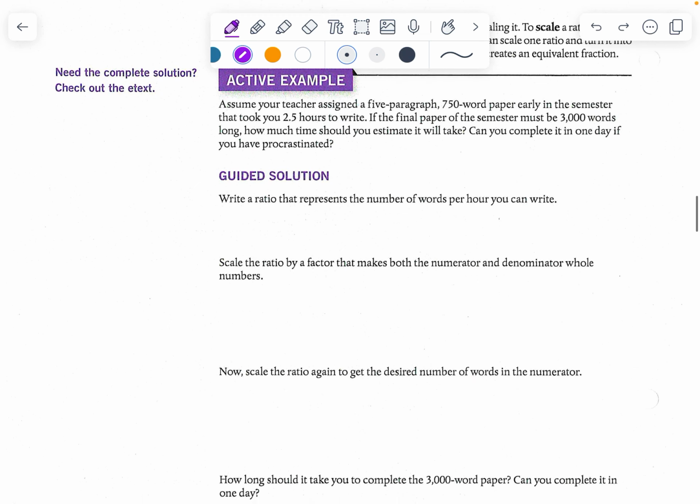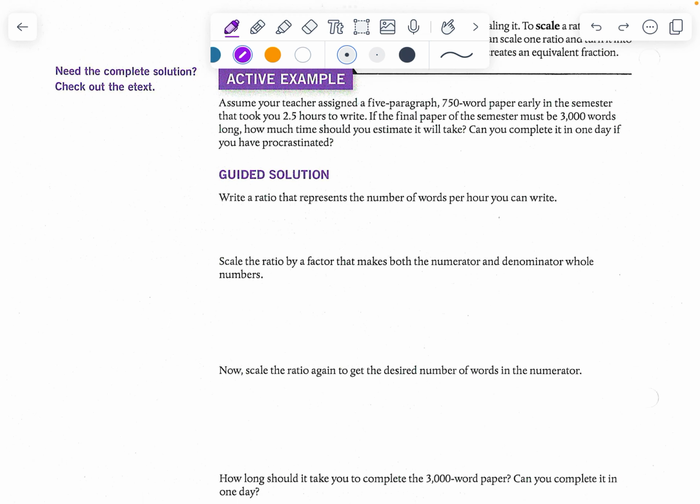We're going to just kind of walk through these steps. The first thing is write a ratio that represents the number of words per hour. Remember, the per is just telling us, hey, words are going to be our numerator and we're going to represent that for each hour. And what it said is you wrote 750 words and it took you 2.5 hours. So we're going to write 750 words. I'm going to keep the labels on here so I can make sure that I know the order for the rate that we're writing. 750 words for 2.5 hours. That's all I'm writing here.